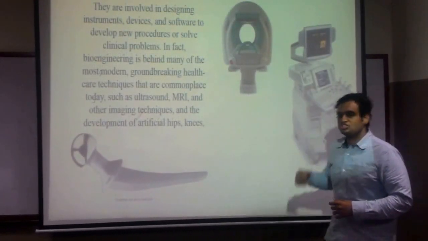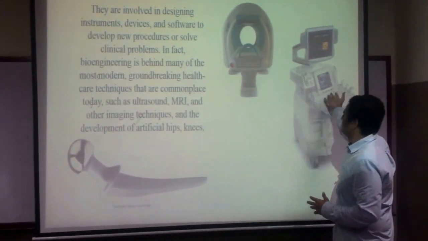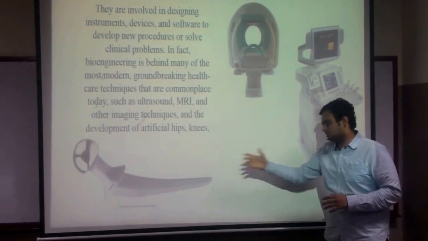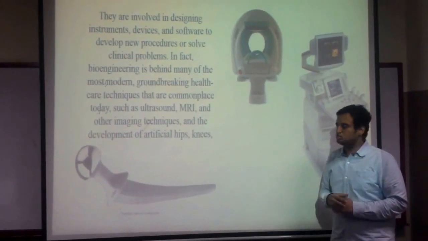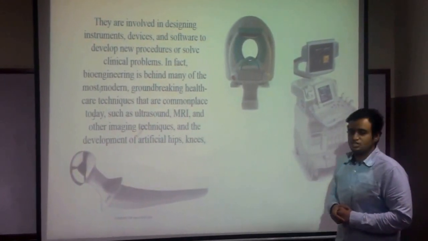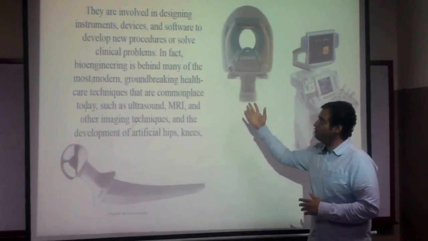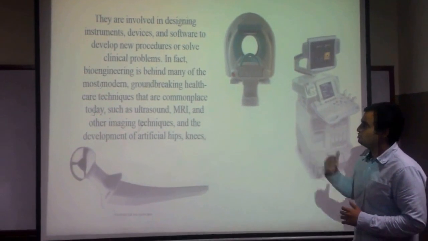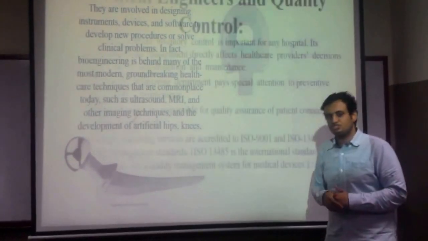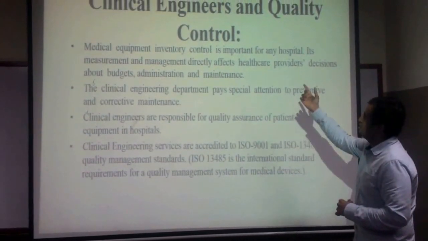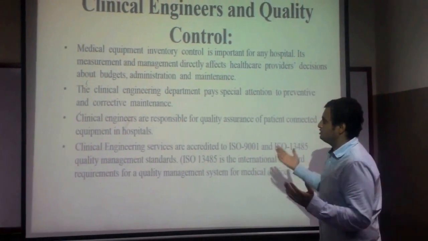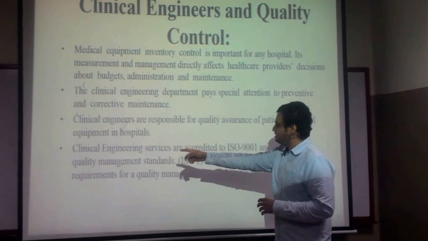As you can see here, these are just a few examples: an MRI machine, a dialysis machine, and a ball and joint prosthetic created by clinical engineers. They are not only limited to hardware, but they can also do software that can help doctors and nurses help the patients. As you can see, clinical engineering control and medical equipment inventory control are important for any hospital. These are just the basic points.